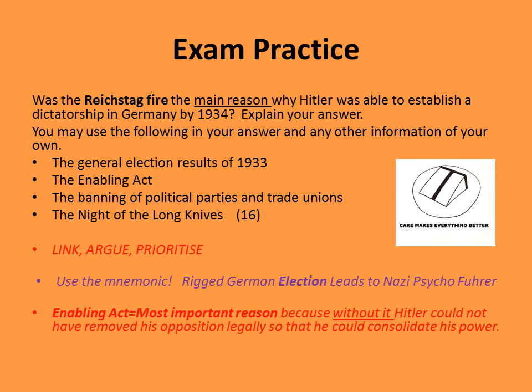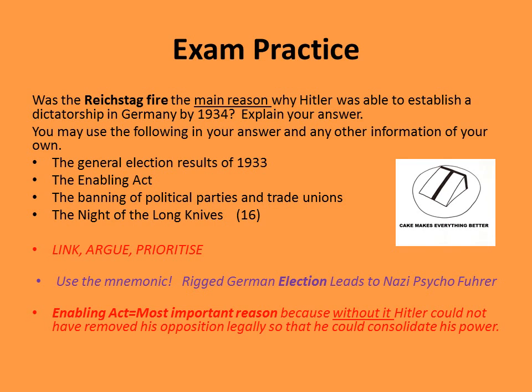And finally, we're on to the big question, the 16 marker. This is a classic topic to come up as a 16 marker because you've got so many events that link in with each other. And if you look at the red writing below, even before you look at the question, the key skills that are being tested here are your ability to link, your ability to argue a point, and your ability to prioritise, which means to show how important events are in relation to each other.